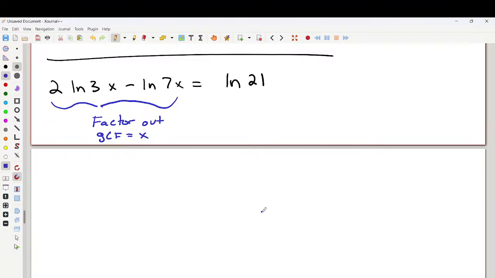The next non-trivial step, meaning most of us probably wouldn't have thought to do that on our own, so it's not obvious, is to factor out the common factor here. So you have 2 times the natural log of 3 times x minus a natural log of 7 times x. We factor it out.